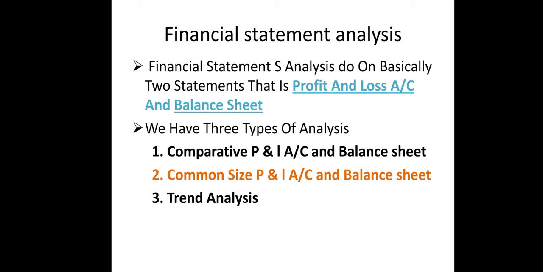So we have three types of analysis. The first one is comparative P&L account and balance sheet. Next one is common size income statements and common size balance sheets. Next one is trend analysis. So these are the types of analysis. Today we are going to learn about common size P&L account and balance sheet.